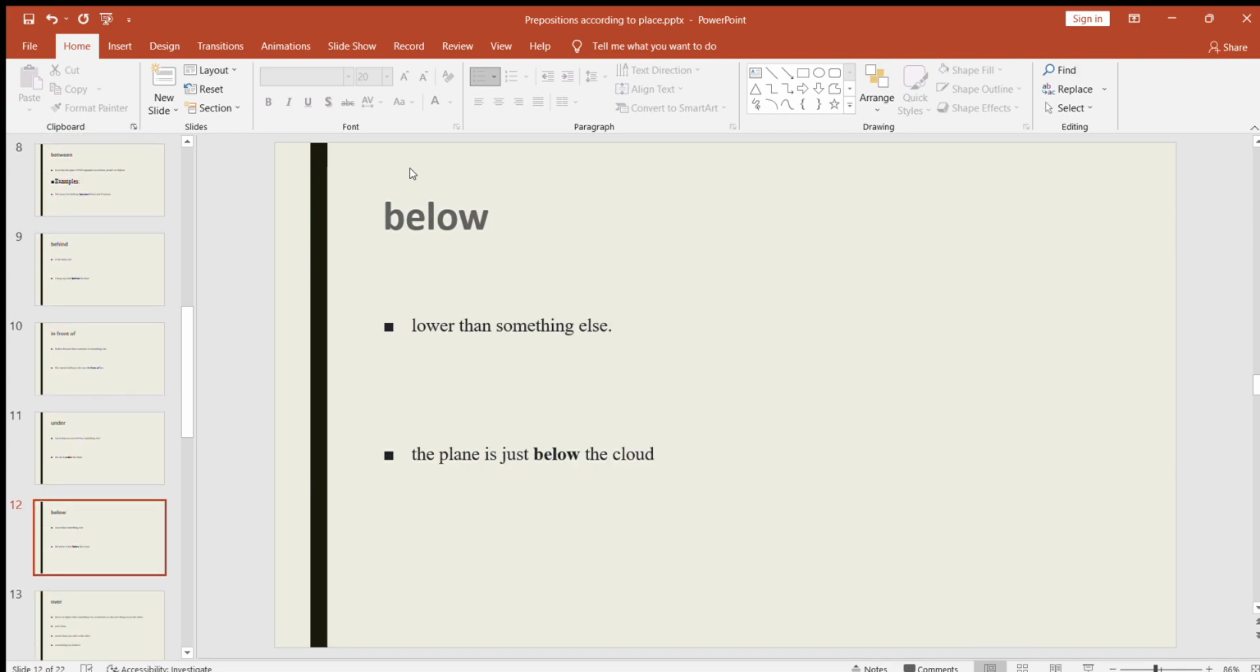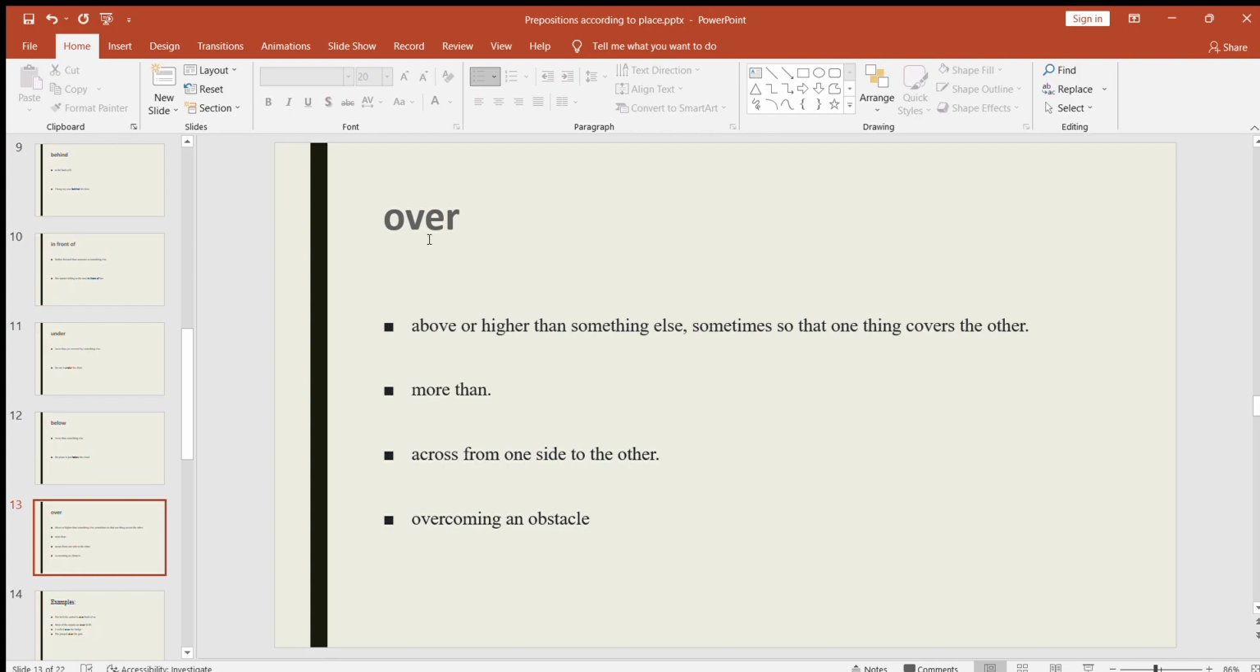Next. Below: lower than something else. The plane is just below the cloud. Just lower than something else, I think it's easy.